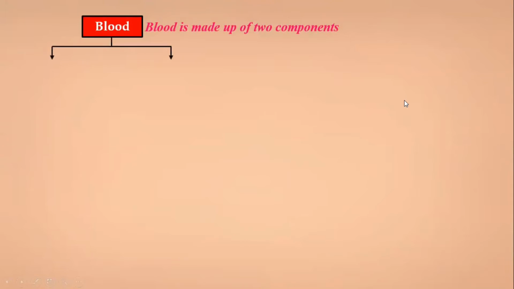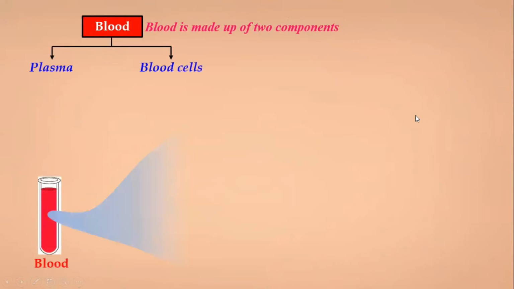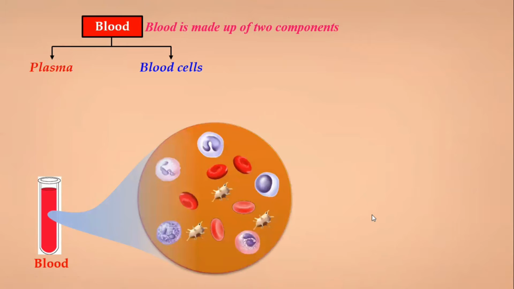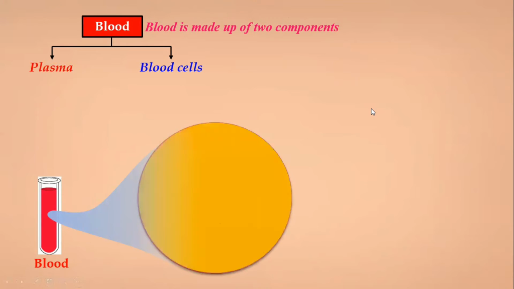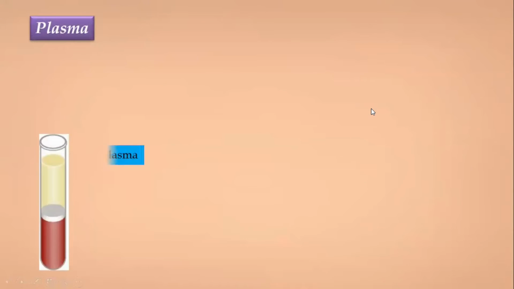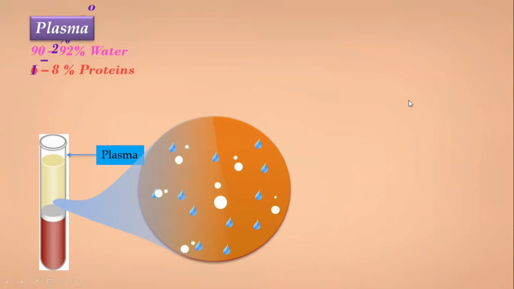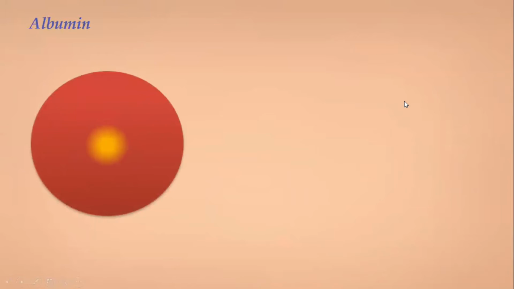Blood is made up of two components, plasma and blood cells. Okay, so blood, if you can see here, this is plasma. It contains around 90 to 92% of water, 6 to 8% of proteins, and inorganic salts, which are not organic in nature.